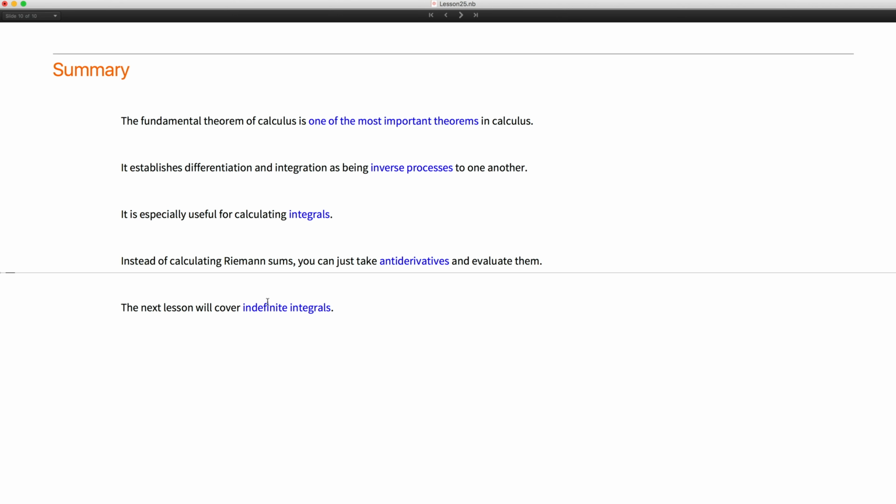In the next lesson we'll talk about indefinite integrals, but before that, do review this lesson over here, because we've covered one of the most important theorems in calculus, and that's going to be used all the time.